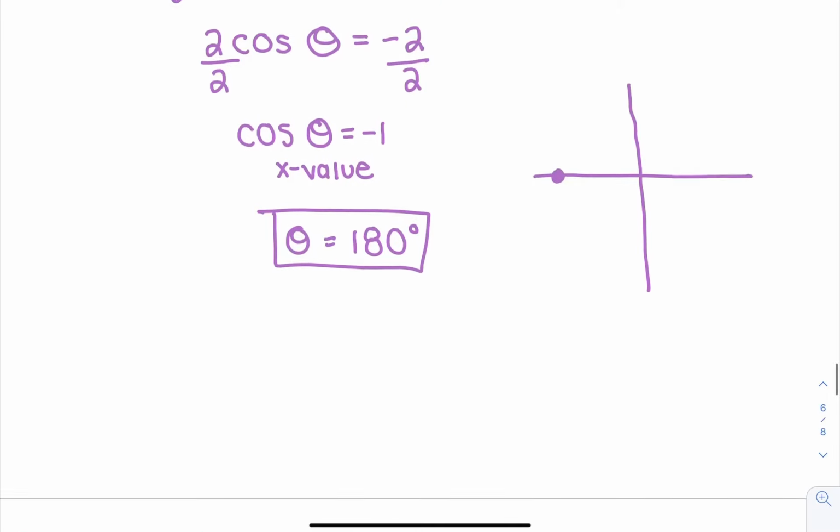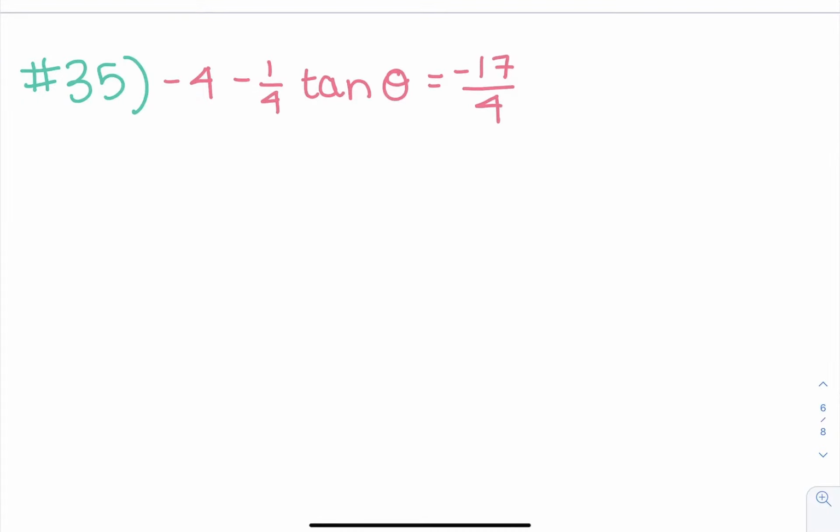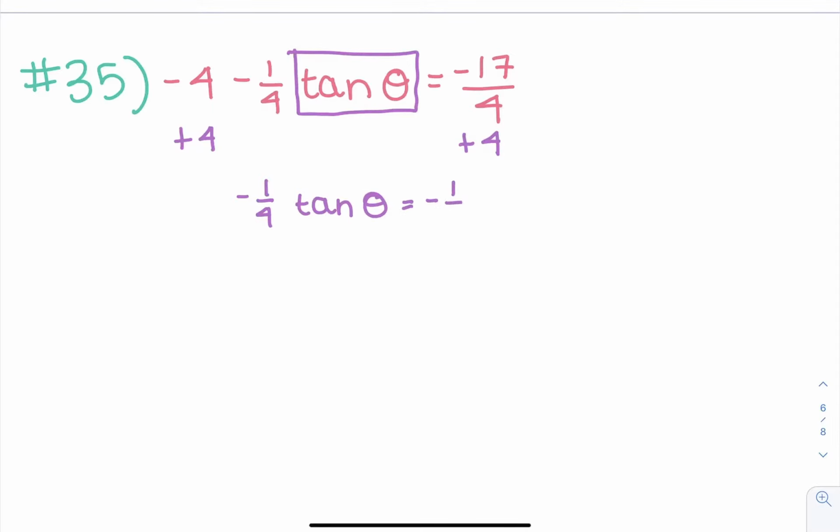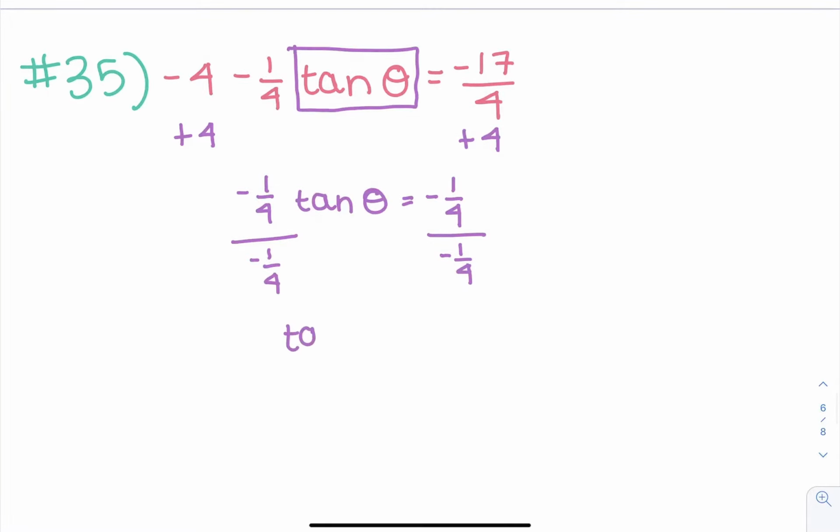And the last request I had was for number 35. So now you might kind of get the same deal from what's been going on before. So what we are going to do first is isolate tangent of theta. We're going to add 4 to both sides. When we do that, we get -1/4 tangent of theta equals -1/4. Now we divide both sides by -1/4. And we end up with tangent of theta equals 1.